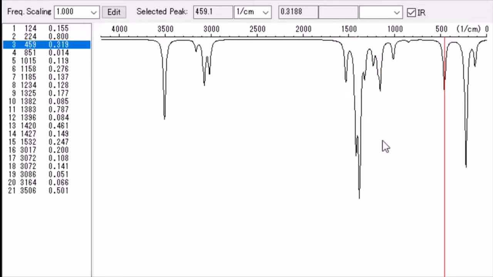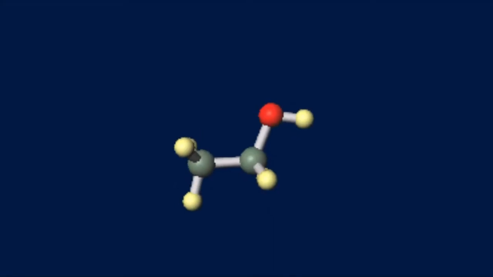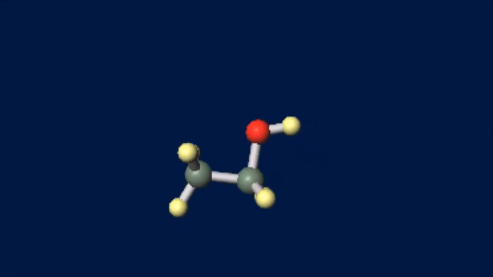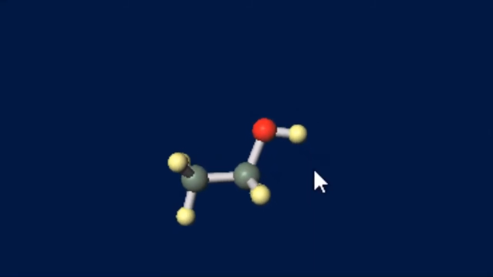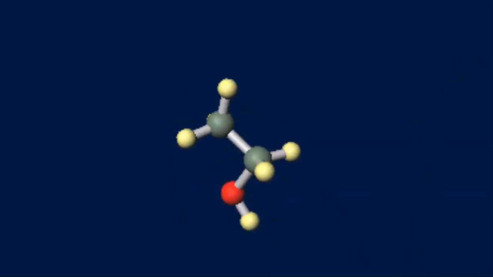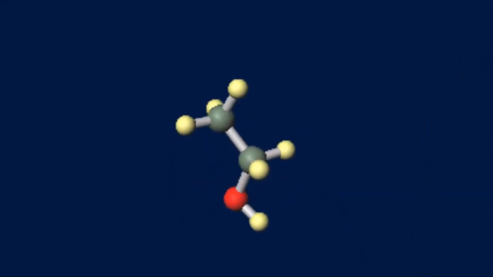One more peak we shall see, and then we can wind up. I think we are seeing it too much, right? That peak corresponds to this vibration in the molecule. Let me rotate in a different direction. If you are able to visualize, right? I think you can see here.